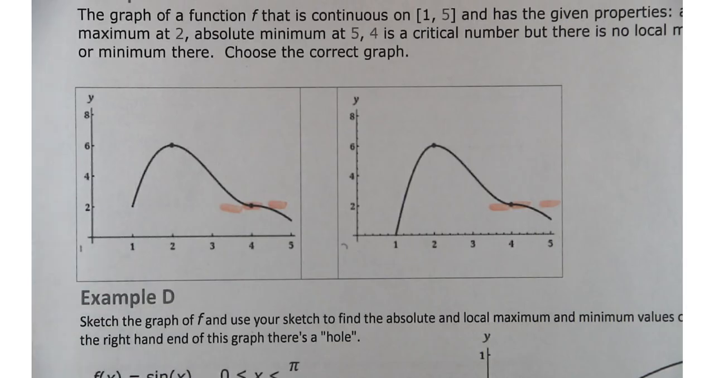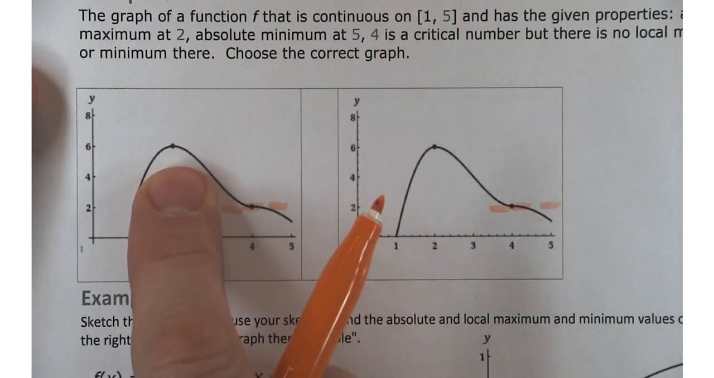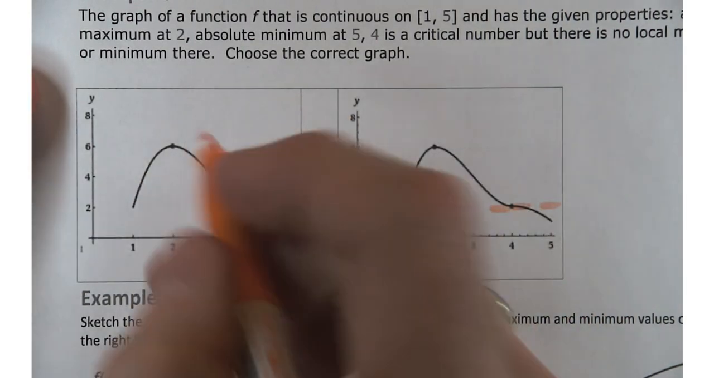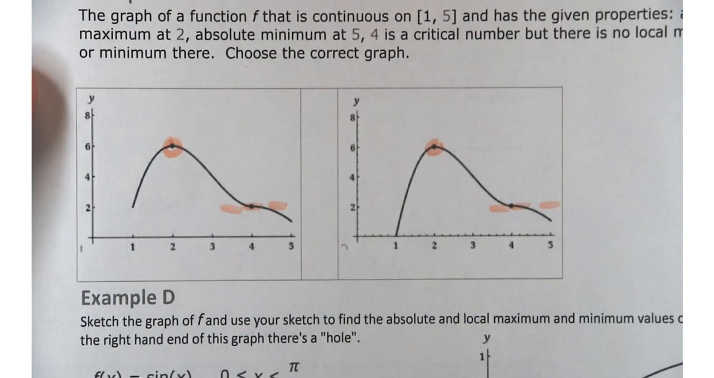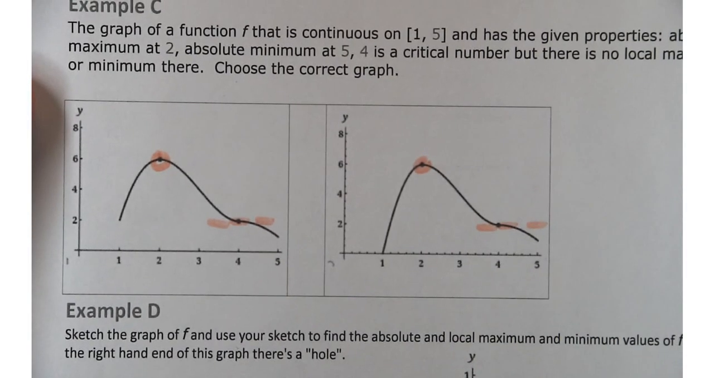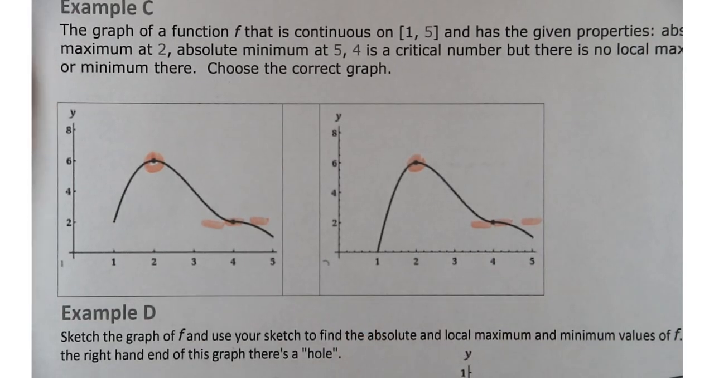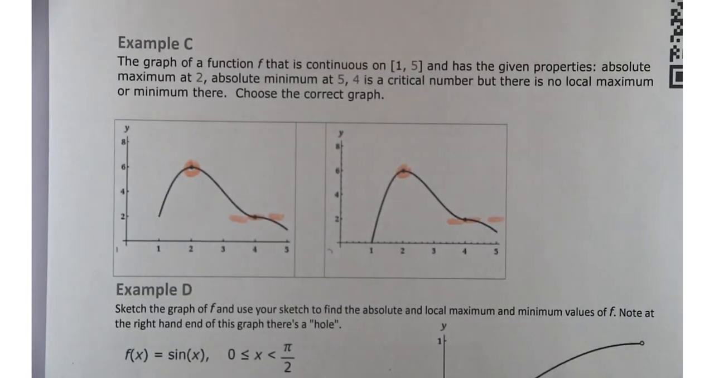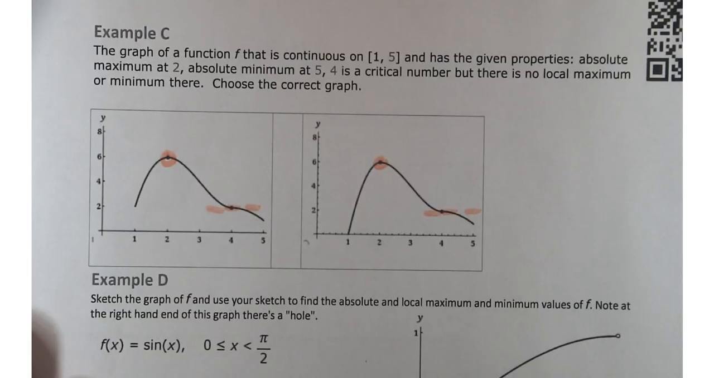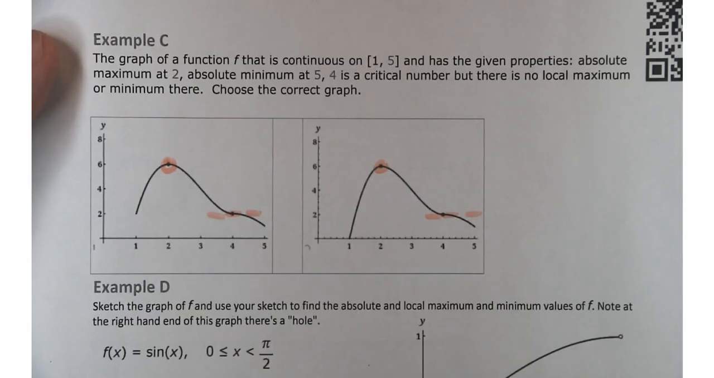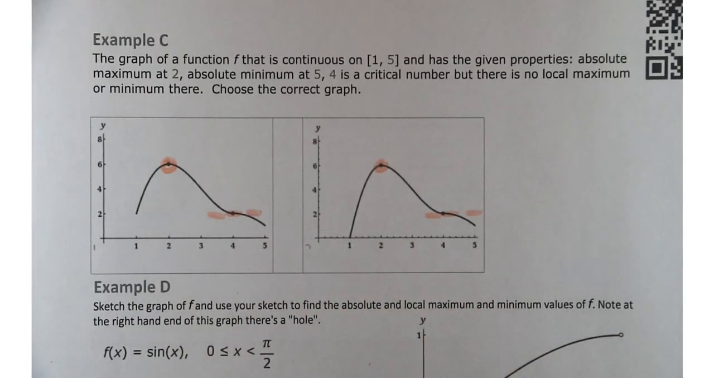Now both of these graphs have a maximum at 2. So maximum at 2, all right, that works. Absolute minimum at 5, all right, so absolute minimum at 5, that works. Actually, it works for one of our graphs. Absolute minimum at 5. Absolute minimum means the minimum for the entire function. So one of these graphs doesn't actually satisfy the fact that it has an absolute minimum at 5.